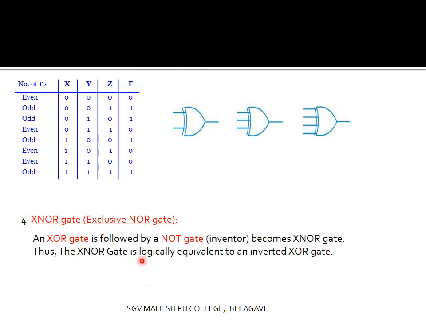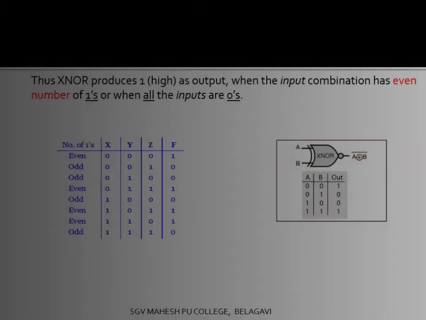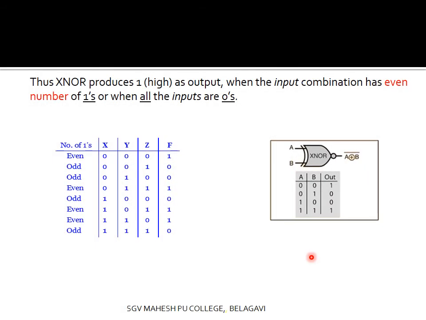Now XNOR gate is equivalent to inverted XOR gate in a truth table as well as a symbol. The XNOR symbol is represented with the help of XOR gate, and in front of that we put a bubble that becomes XNOR gate. The rule for this truth table is the input combination has even number of ones when the output is 1. Let's see what will be the input and what will be the output.